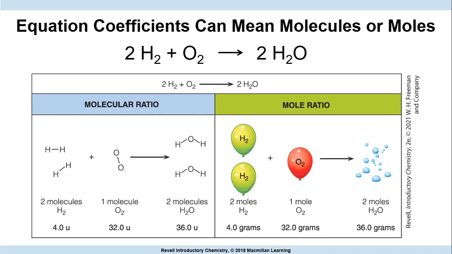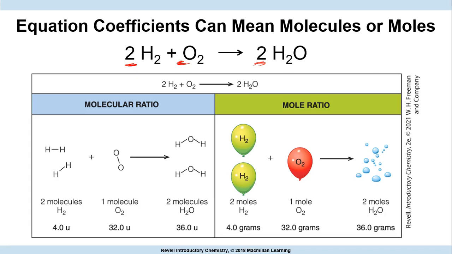This is an explosive reaction where hydrogen reacts with oxygen to form water. So this reaction can actually be read in two ways. The first way, we are going to state it this way. In the molecular ratio, we say 2 molecules of hydrogen react with 1 molecule of oxygen to form 2 molecules of water. We are looking at it in terms of molecules.